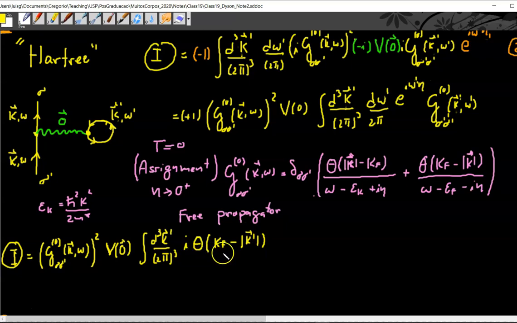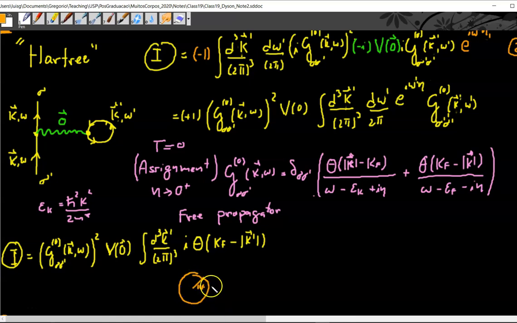It means that I'm integrating over a sphere of radius kf, right? Because this is 0 if absolute value of k prime is larger than kf, and 1 if kf is larger than the absolute value of k prime. So it means that I'm integrating in a sphere in k space with a radius equal to the Fermi wave vector.